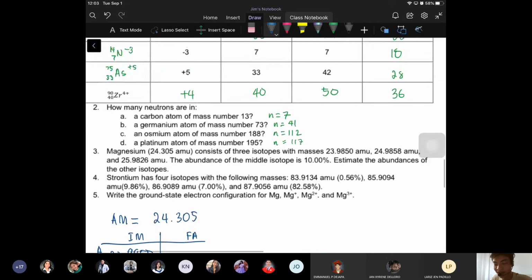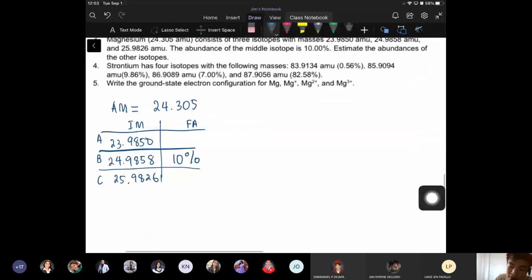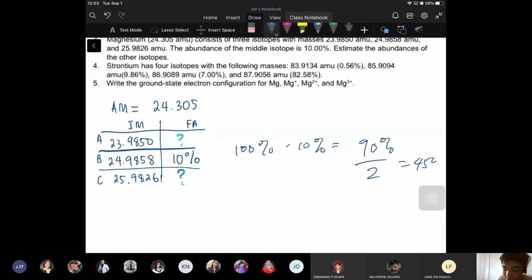Naku po. GG, no? Hanapin natin ito, pati ito. Okay. So, of course, we can't just say 100% minus 10% equals 90%, and then since there are two, divided by 2, so 45% each. No, that won't work, because the abundances are different. The fractional abundances are different. So we cannot just assume that they are the same, right? We really have to do some mathematical operations here.